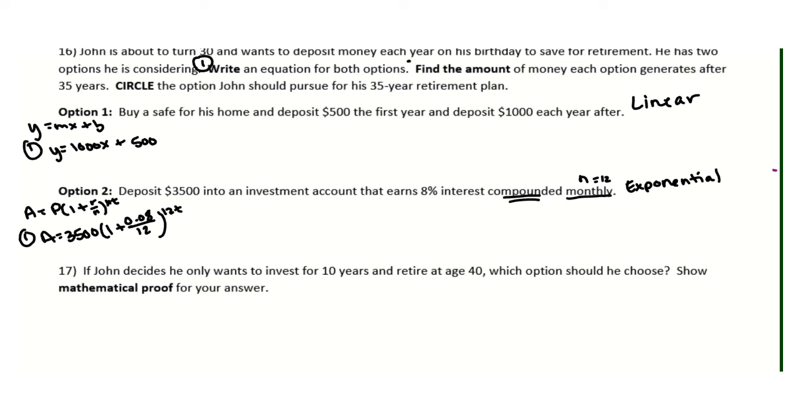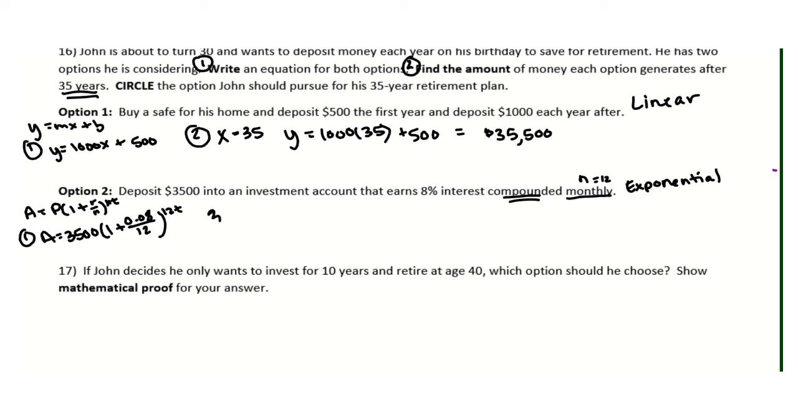The second thing that they asked for us to find is the amount of money each option generates after 35 years. So here, that's going to be when x is 35. So I'll have y equals 1,000 times 35 plus 500. And when you do that in your calculator, you should get $35,500.